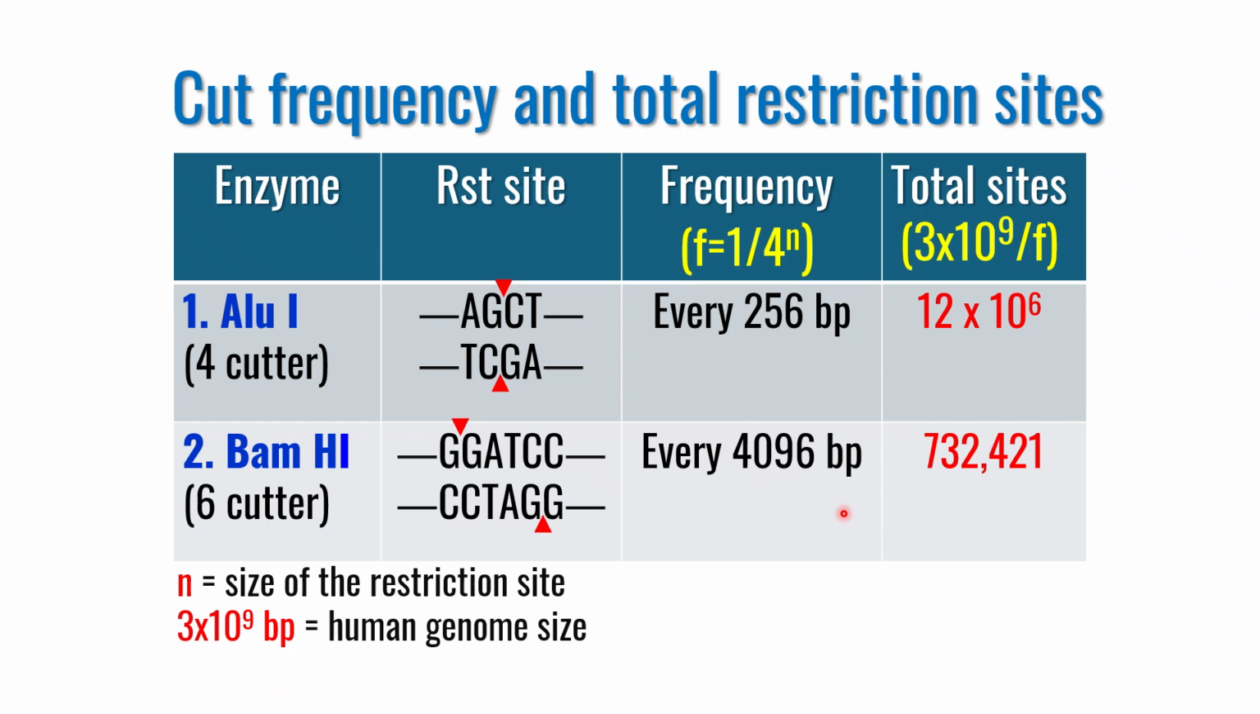So the frequency has been calculated using this formula. Frequency is equal to 1 over 4 raised to the power n. N is the size of the restriction site, which could be 4, 6 or 8, and total sites can be calculated by dividing the 3 billion base pairs by the frequency you calculated here.